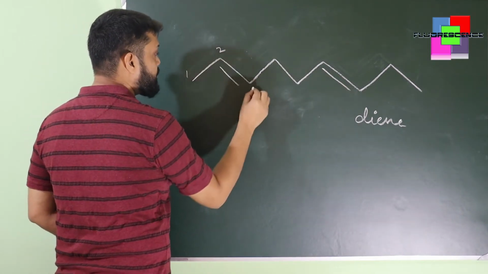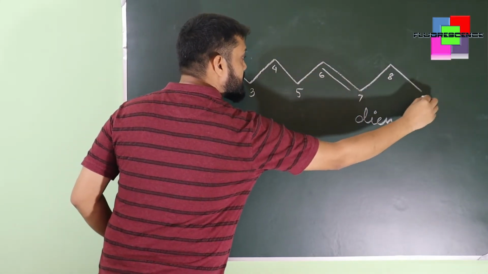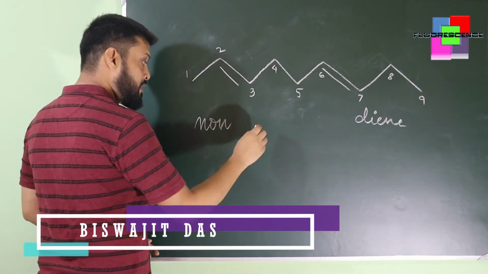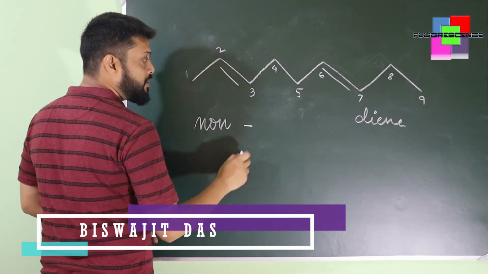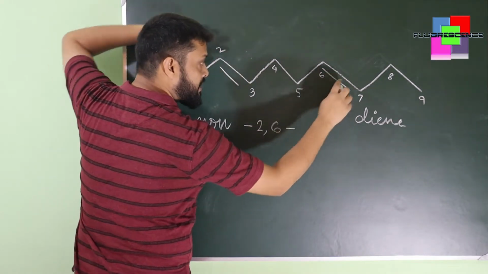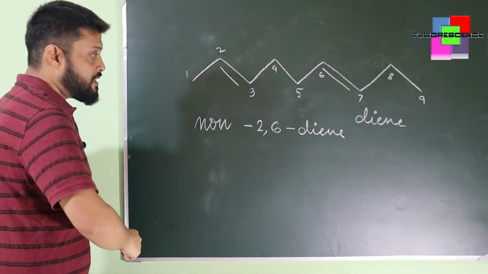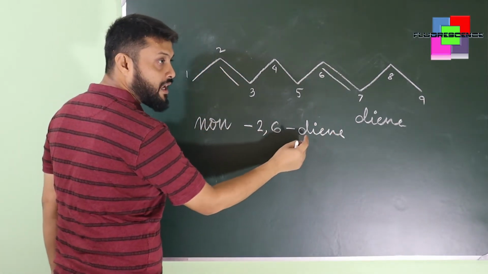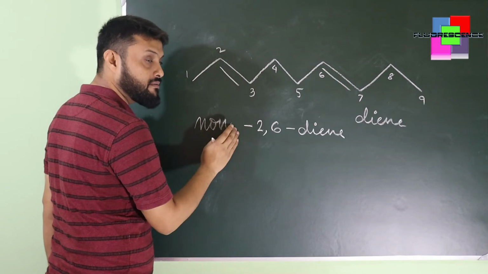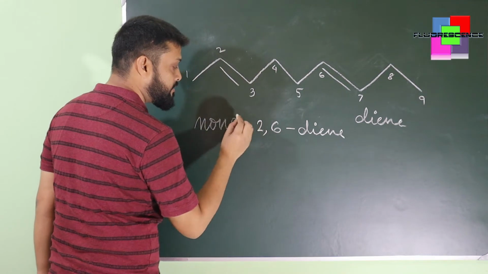So 1, 2, 3, 4, 5, 6, 7, 8, 9. 9 carbons, so non. Next, hyphen. The double bond positions are 2 and 6. Hyphen, diene. Now, I've said that if your last part is starting with A, I, O, U or Y, you will never keep a vowel over here. But we are starting with the consonant D, so we will end with A.